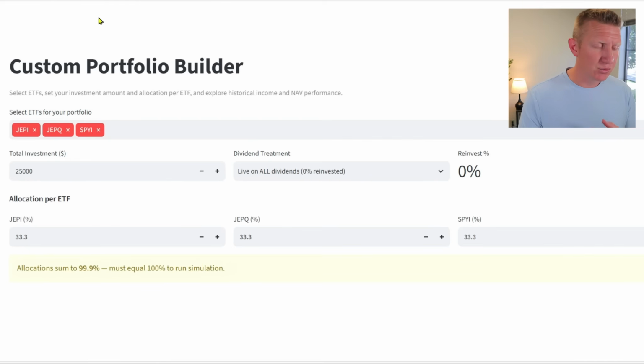For example, this one is the default setting here for JEPI, JEPQ, and SPYI. This doesn't quite yet take into effect things like taxes versus return of capital, or non-qualified versus qualified distributions. That's coming later.